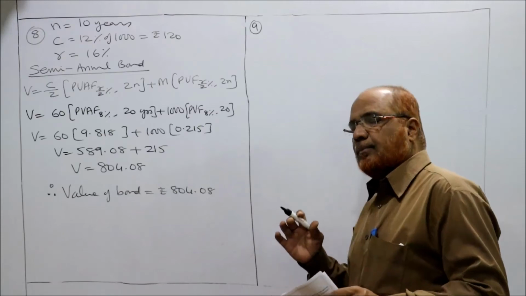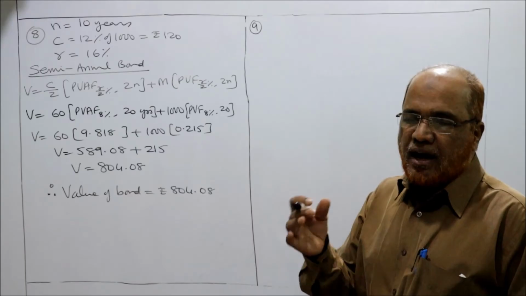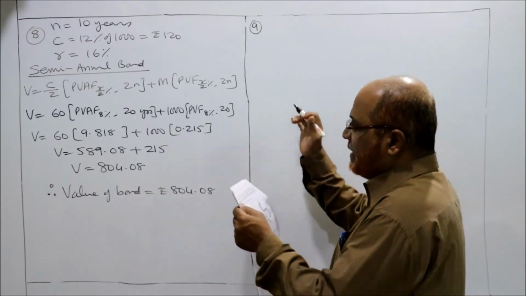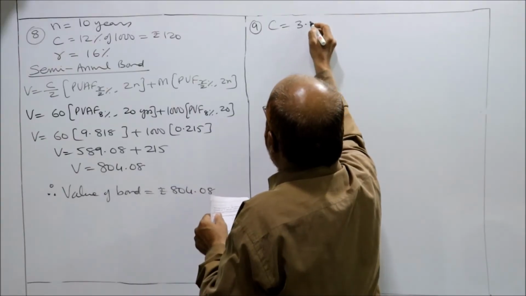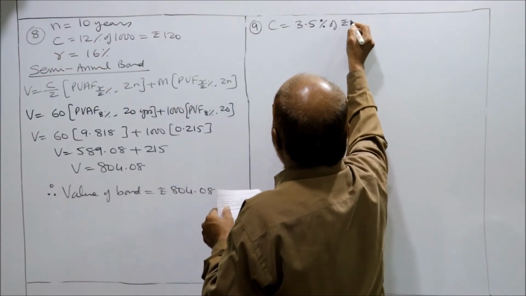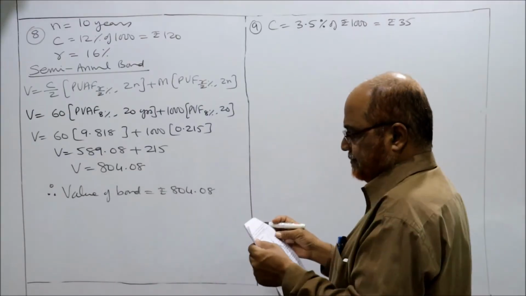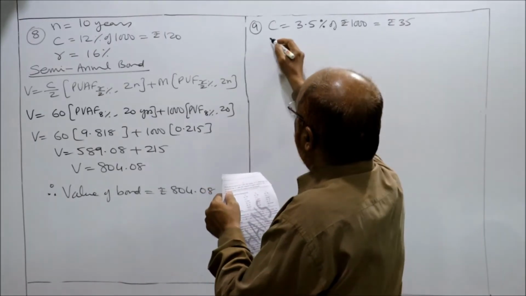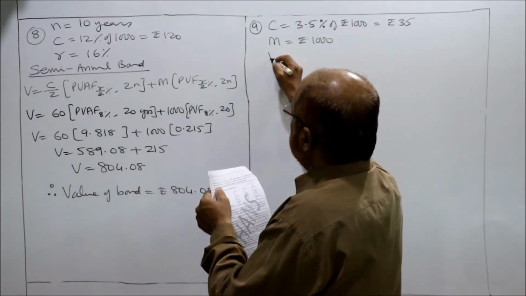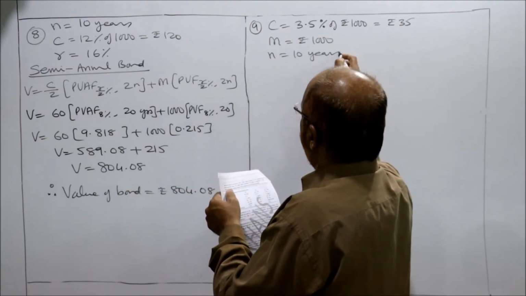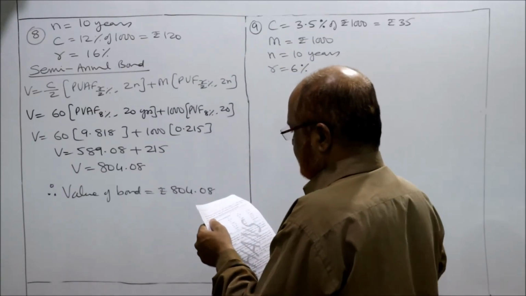So two different questions are there. In the same problem, we have to find out the value of the bond if interest is paid annually and also if interest is paid semi-annually. So C is equal to 3.5% of rupees 1000, 35. Then M is equal to 1000, N is equal to 10 years, and R is equal to 6%.